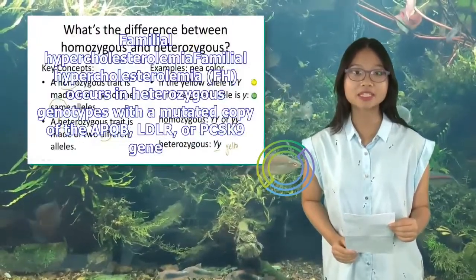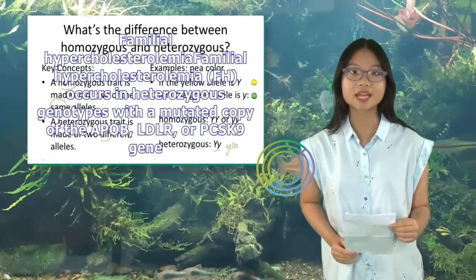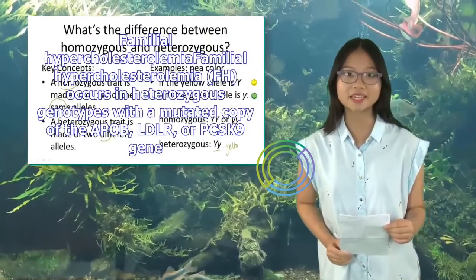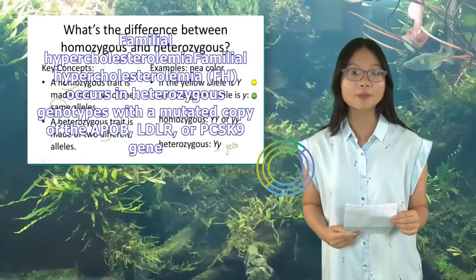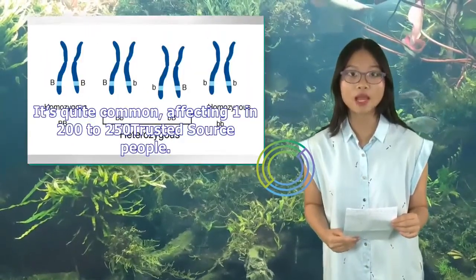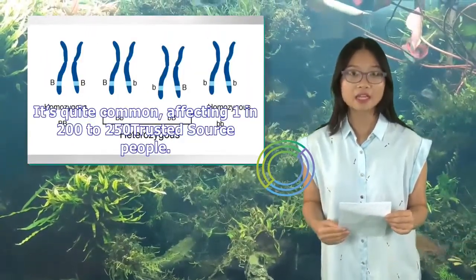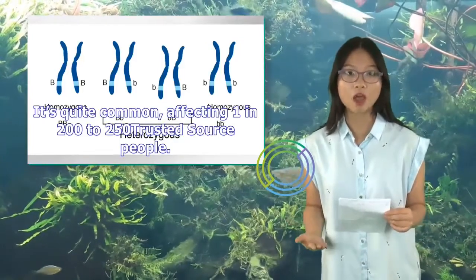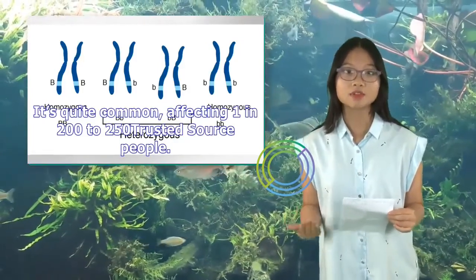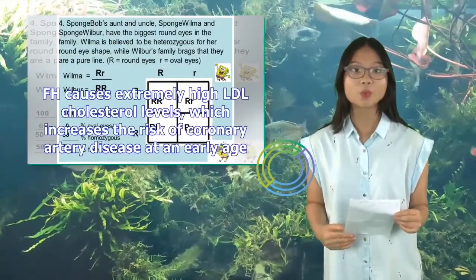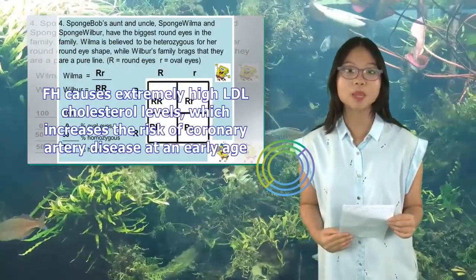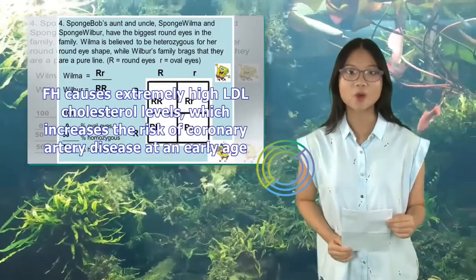Familial hypercholesterolemia. Familial hypercholesterolemia, FH, occurs in heterozygous genotypes with a mutated copy of the APOB, LDLR, or PCSK9 gene. It's quite common, affecting 1 in 200 to 250 people. FH causes extremely high LDL cholesterol levels, which increases the risk of coronary artery disease at an early age.